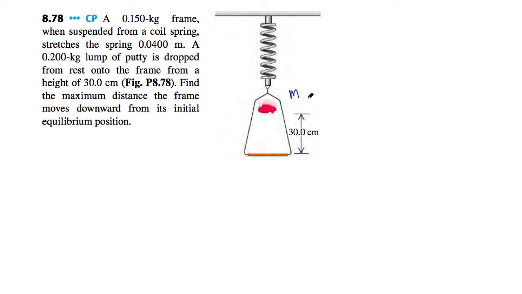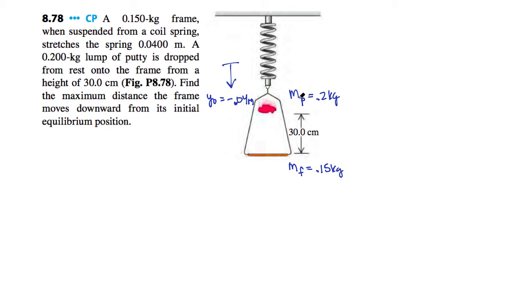So I'll go ahead and remark that the mass of the putty is equal to 0.2 kilograms. The mass of the frame is equal to 0.15 kilograms. Now the spring is initially stretched 0.04 meters. So let's say that this is, we'll call it y naught, which is negative 0.04 meters.